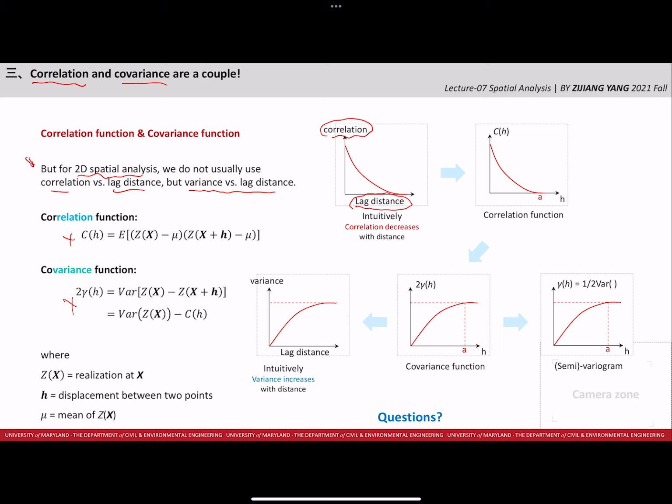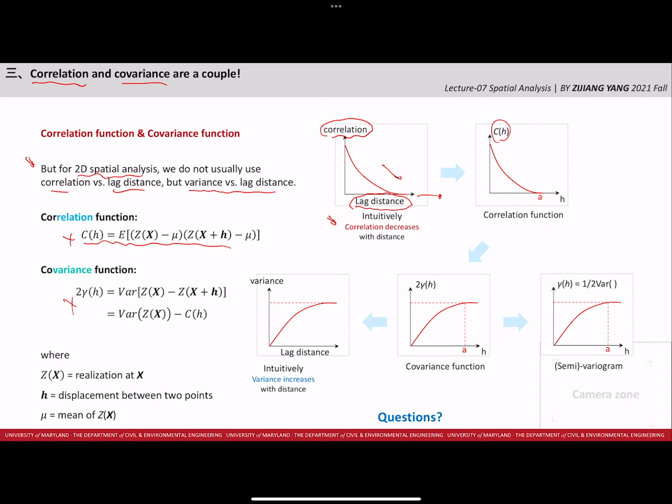Intuitively, we know that the correlation decreases with the lag distance. It means that if we are very close to each other, our concentration is more likely to be the same. But if you are very far away from me, then the concentration between us may have no correlation. So the correlation will be very low until it gets to 0. So the correlation function is defined as this.